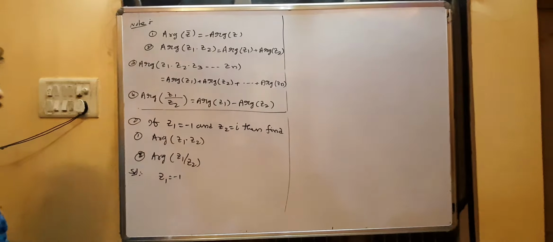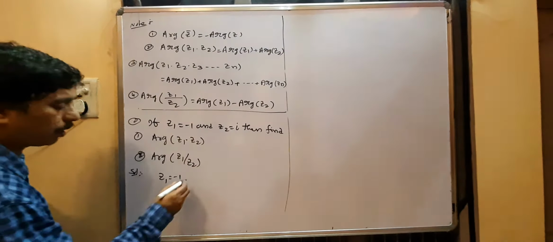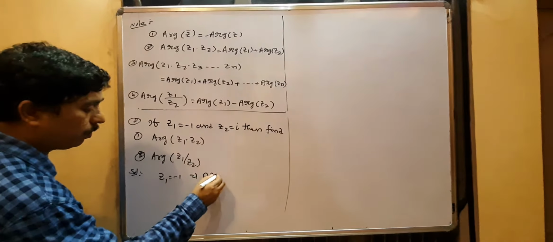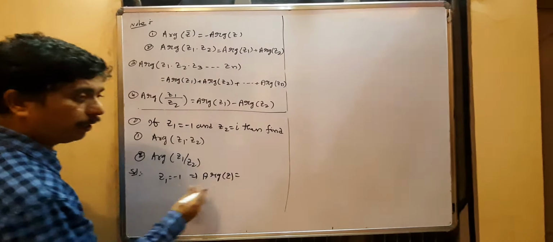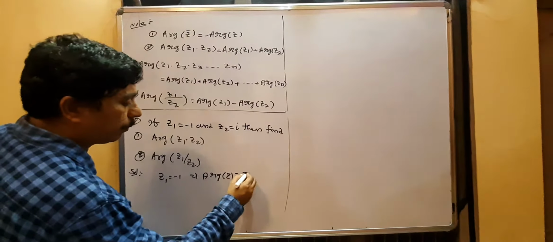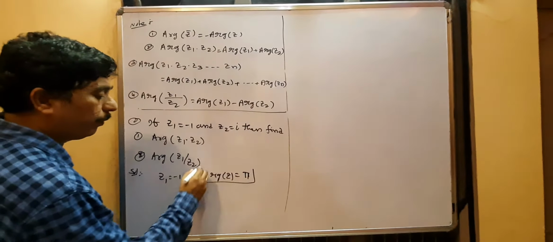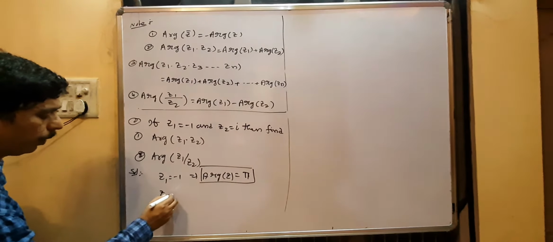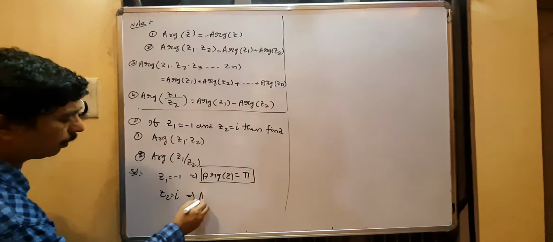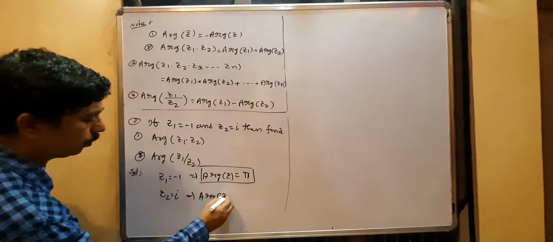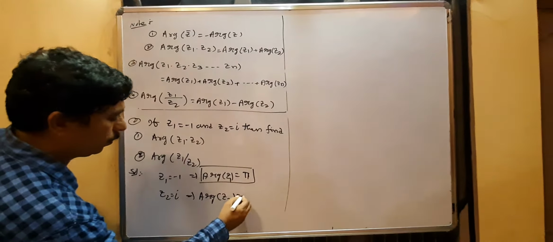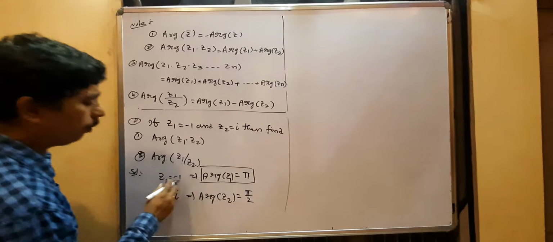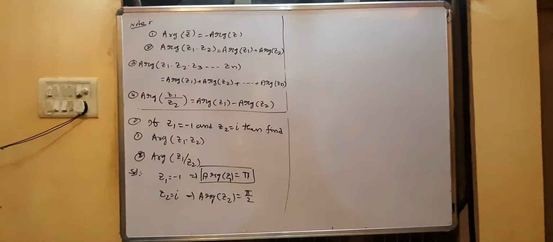Z1 is -1. -1 means obviously the argument of z is pi. Previously I explained the 4 note points. And z2 equal to i is given. That implies argument of z2 is pi by 2. -1 means argument of z is pi. i means argument of z2 is pi by 2.